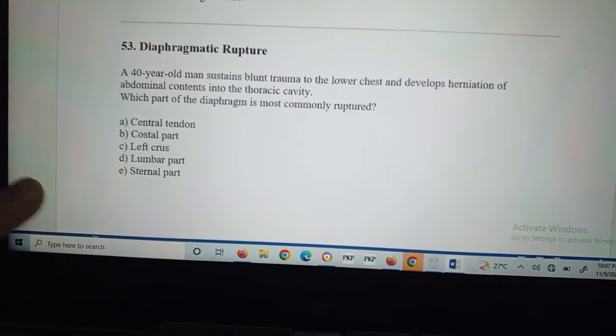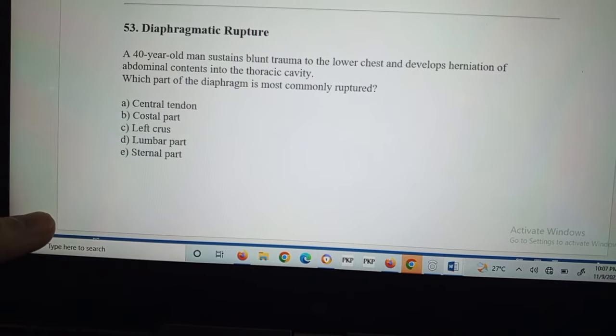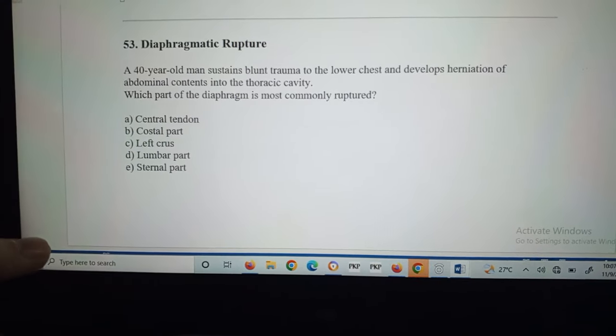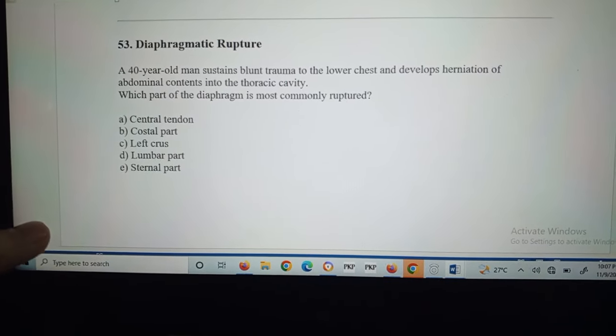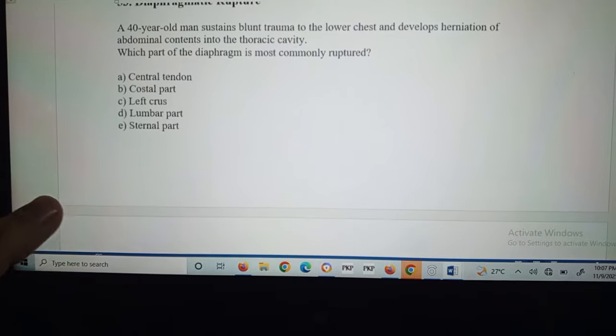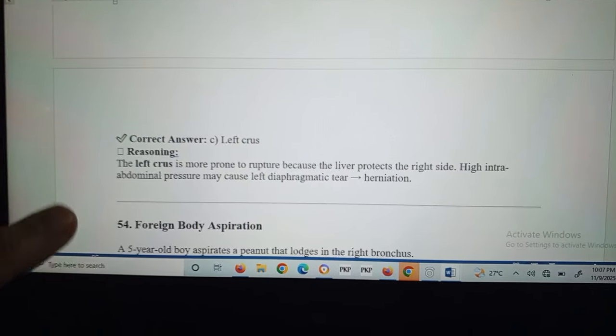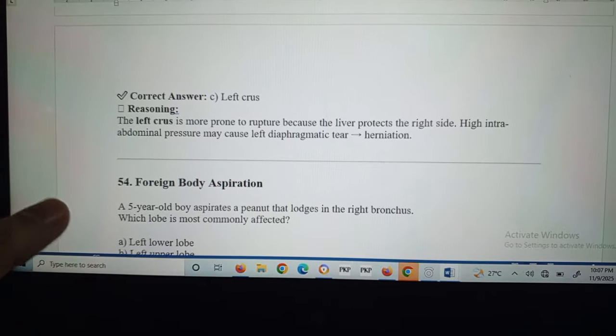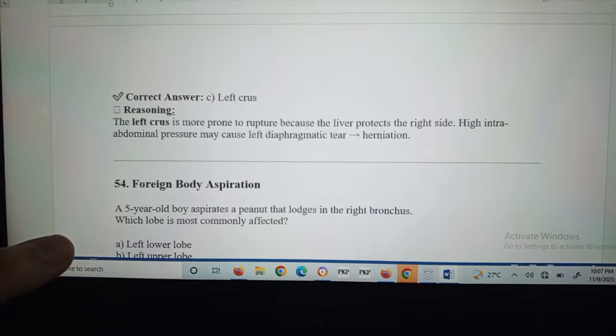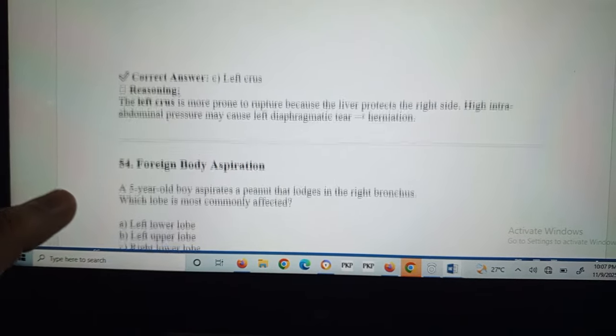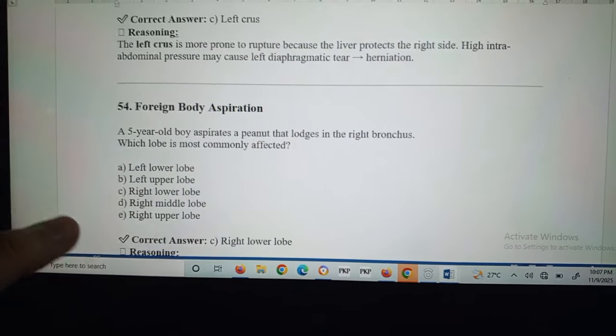Commonly asked questions. Question number 53. A 40-year-old man sustains blunt trauma to the lower chest and develops herniation of the abdominal contents into the thoracic cavity. Which part of the diaphragm is most commonly ruptured? Left crus. The left side is more prone to rupture because the liver protects the right side. High intra-abdominal pressure may cause the left diaphragmatic tear that leads to herniation.